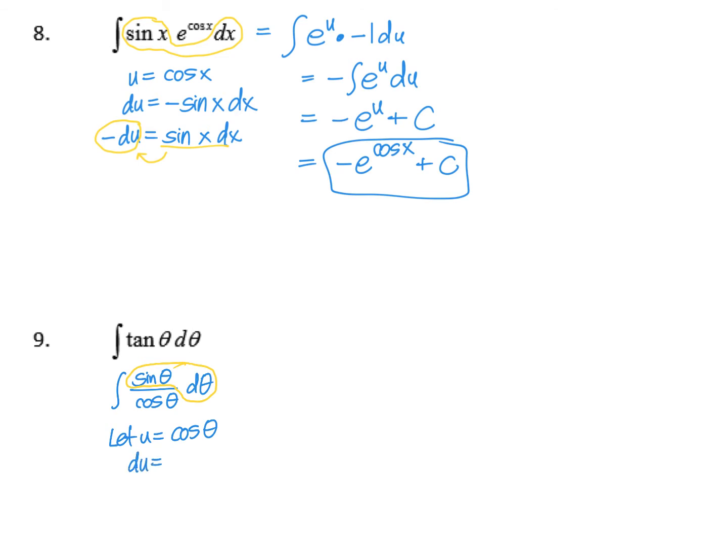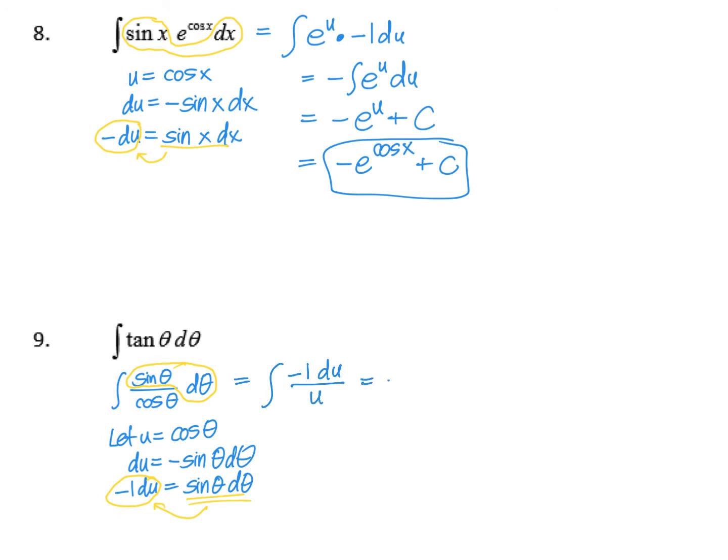So then du would equal negative sine theta d theta. And I multiply both sides by negative 1, and I have negative 1 du equals sine theta d theta. Oh, this is nice because what I circled in yellow is right over here. So I can replace what I circled in yellow with negative 1 du. And then I can replace this denominator with u. So then this problem becomes the integral of negative 1 du over u.